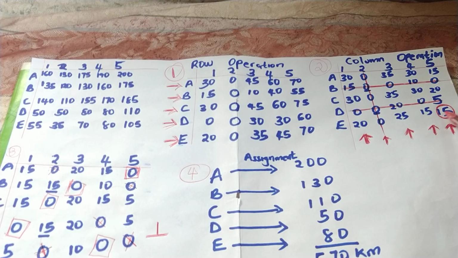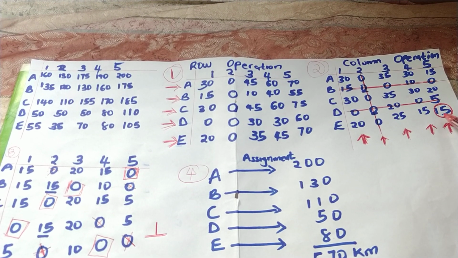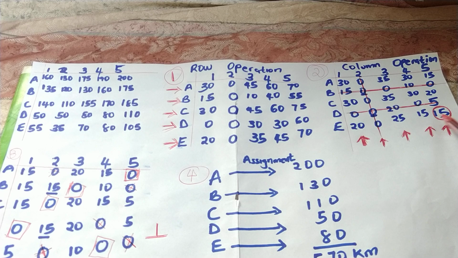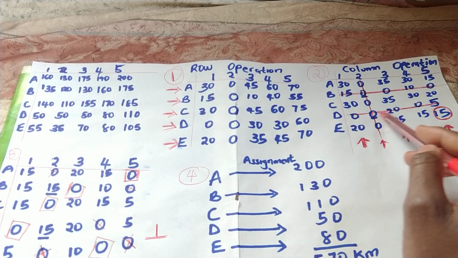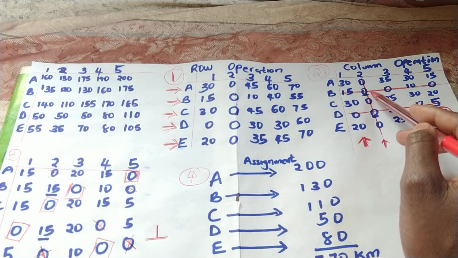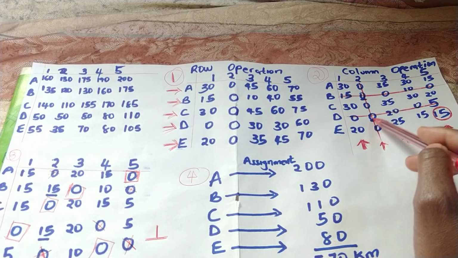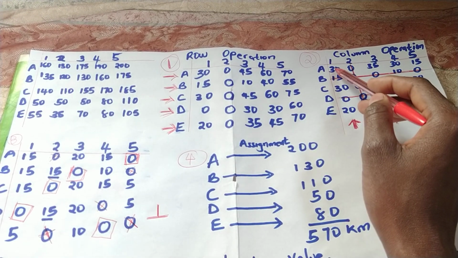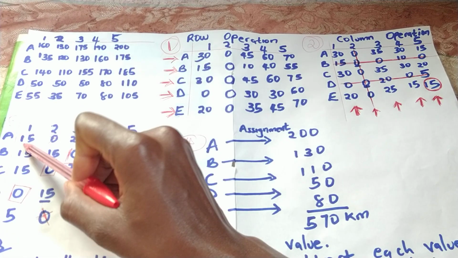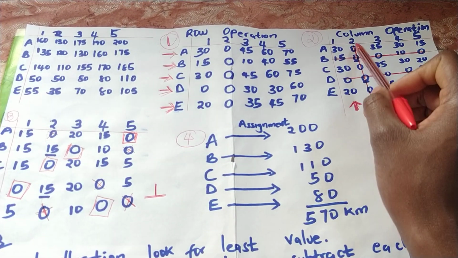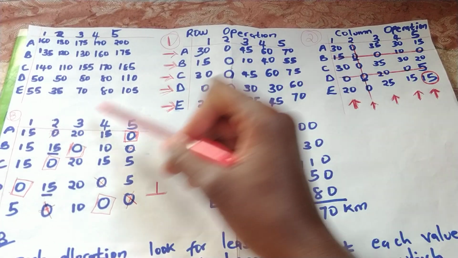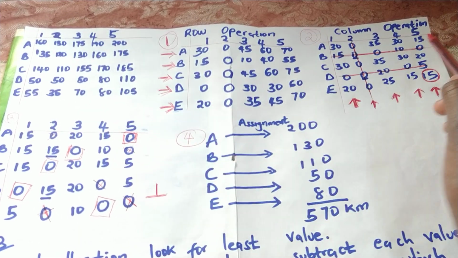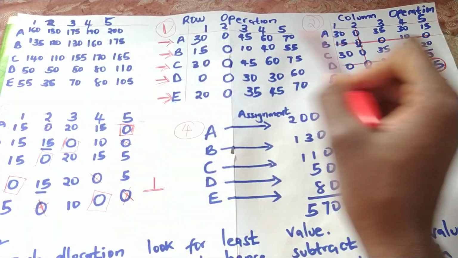I've only circled this 15 because it is one of the 15s, but nothing special. So with this 15, you will subtract it from each value not along a line, but if that value is along a line, you leave it. But if that value is on a junction, you add 15. For example, you'll take 30 minus this 15 to give you 15. But since this 0 is along this line, you don't touch it. This 35 minus 15 will give you 20.